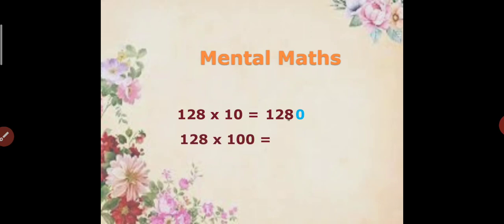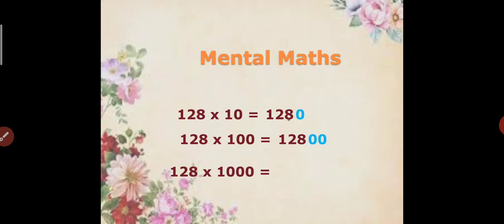128 into 100, what will be the answer? First write 128. And in 100, how many zeros are there? 2 zeros. Write the same number of zeros just after the 1's place. So you got the answer. No need to do any multiplication. We can avoid the complicated steps of multiplication. Simply write the multiplicand and in the multiplier, see how many zeros are there. The same number of zeros you have to add after the 1's place.